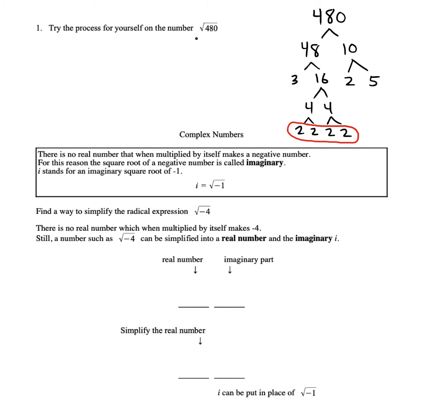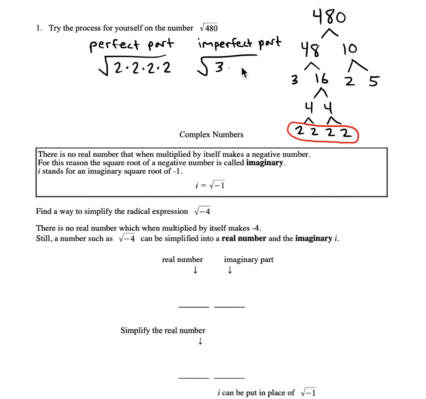So when we split it up, the perfect part goes on the left, and then the imperfect part on the right. So let's put radical 2 times 2 times 2 times 2 here. And over here we'll leave behind the 3 and another 2 and a 5. That's these here. They weren't paired.